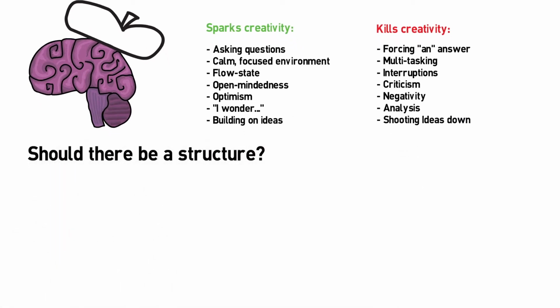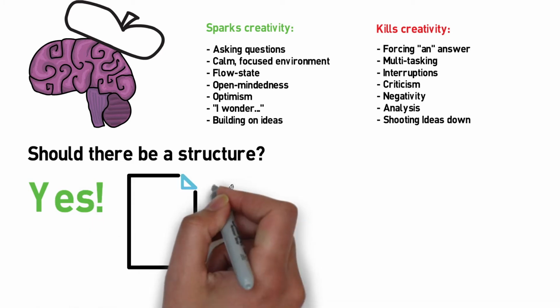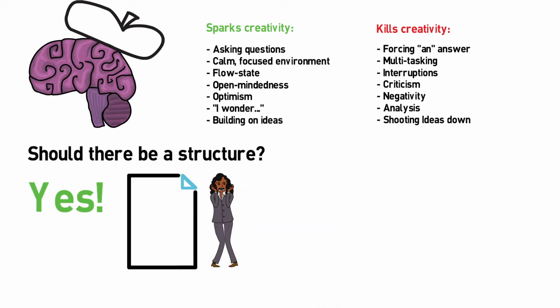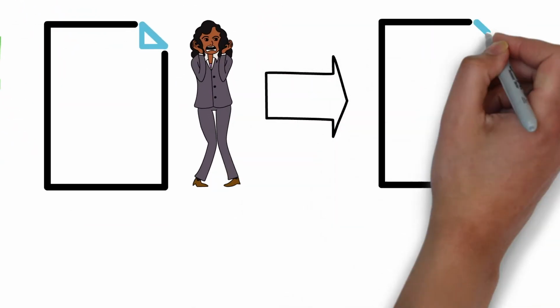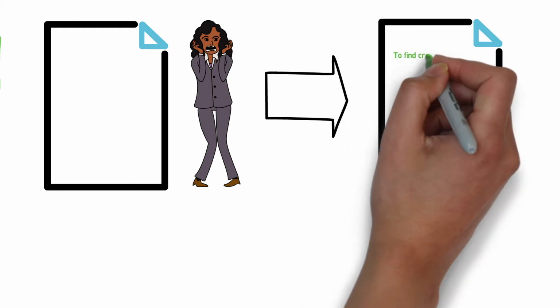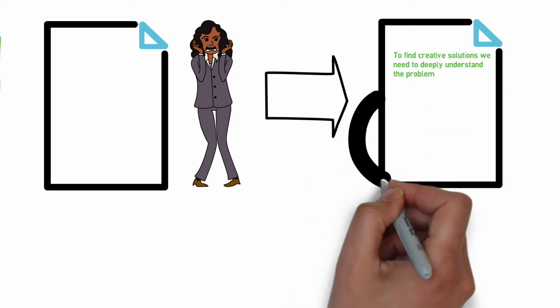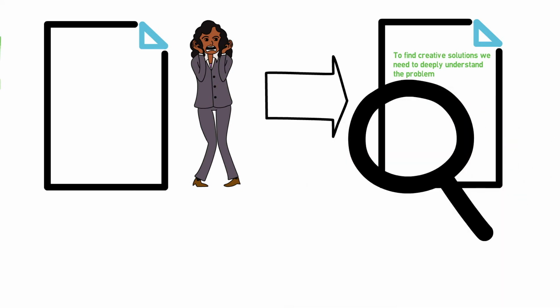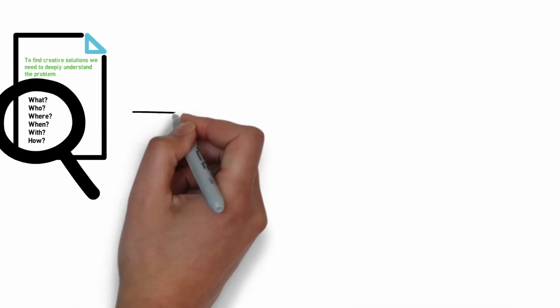When it comes to staring at a blank page, a lot of us feel fear. It's quite intimidating to look at something blank and try to work out where to go from there. So finding creative solutions relies on us having a deep understanding of the problem. And the way we want to structure our brainstorm is to ask questions about the what, the who, the where, the when, the with, and the how.